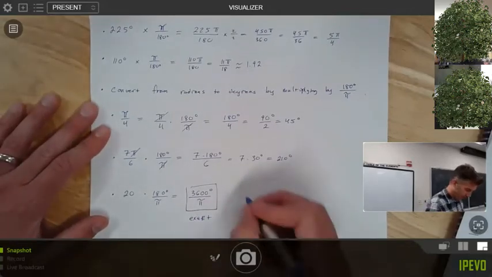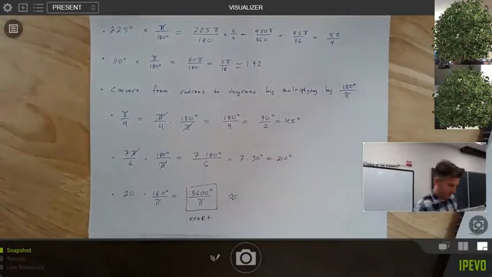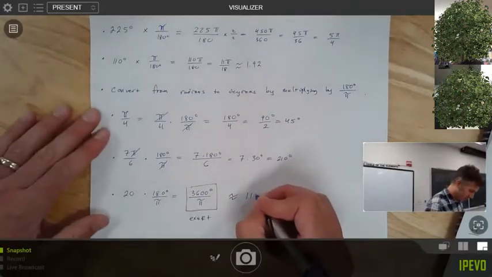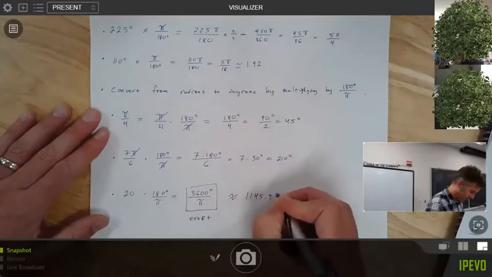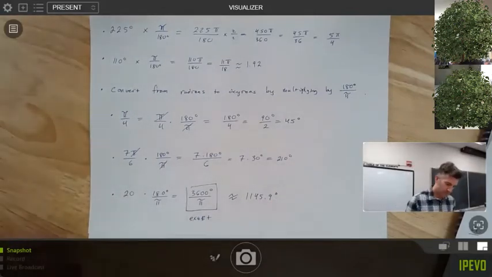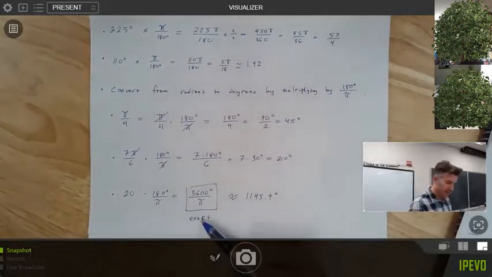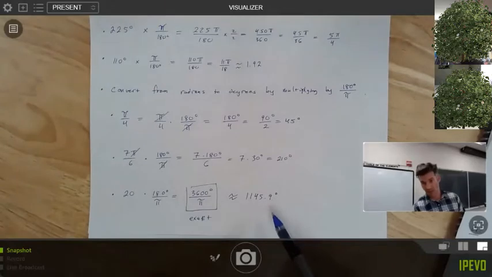But if they're asking for an approximation, we do 3,600 divided by pi, and we get approximately 1,145.9 degrees. So do be aware, sometimes people will ask you for an exact answer. Sometimes people will ask you for an approximation.